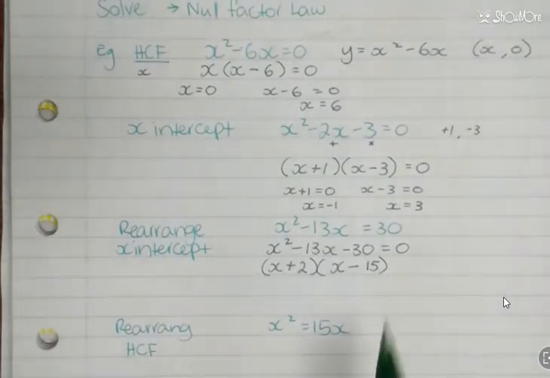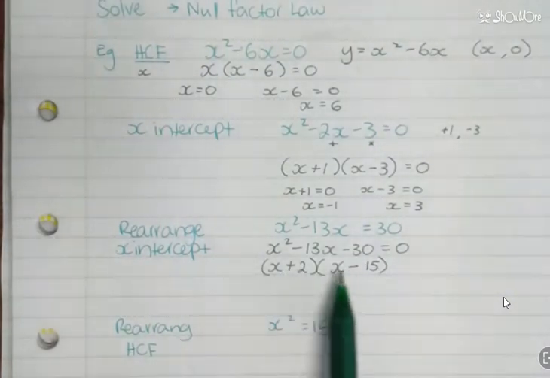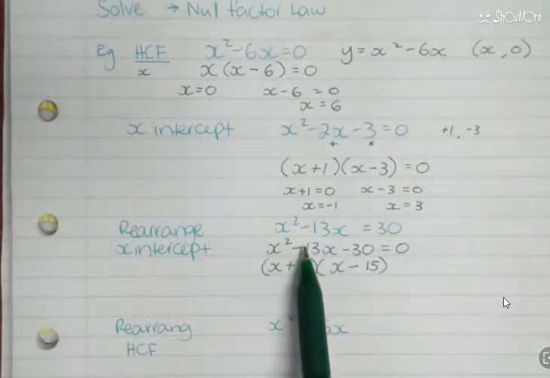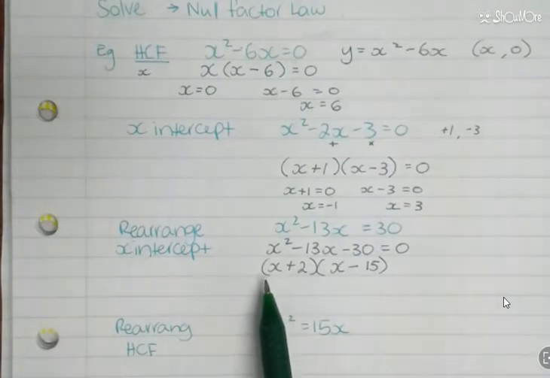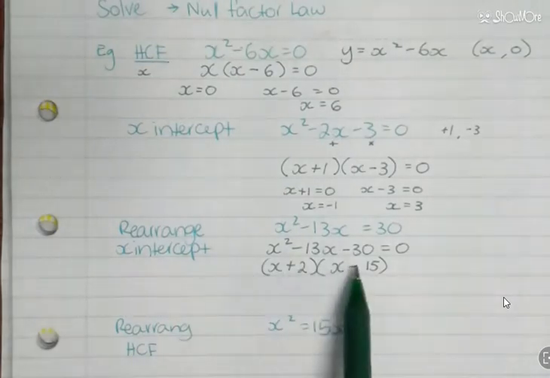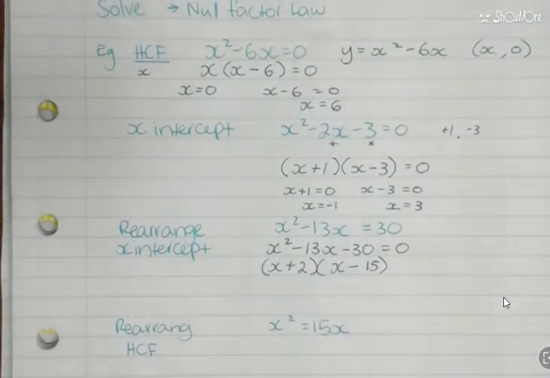If you've got a negative, okay, as your constant on the end, you're going to have one positive bracket and one negative bracket. If you've got a positive on the end and a negative in the middle, then you're going to have, what did I say just then? Positive on the end, negative in the middle. It's going to have two negatives, okay? Positive in the middle and a positive on the end is going to be two positives, okay? So you've got to think about how they relate to one another.